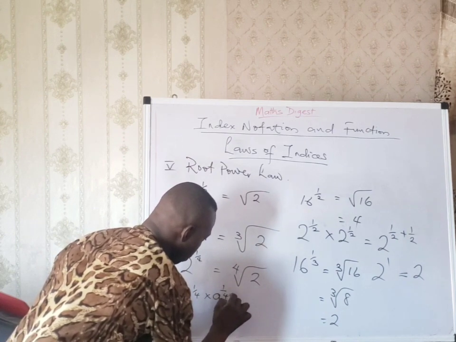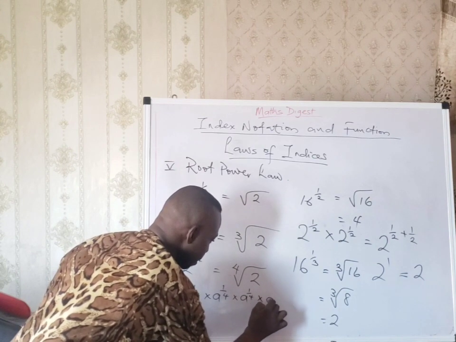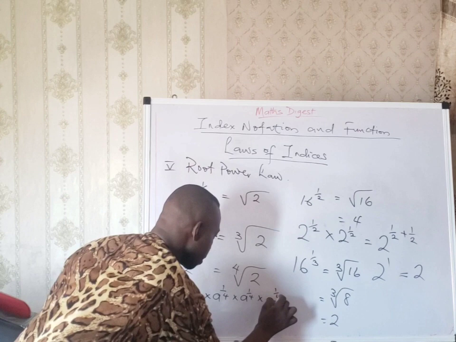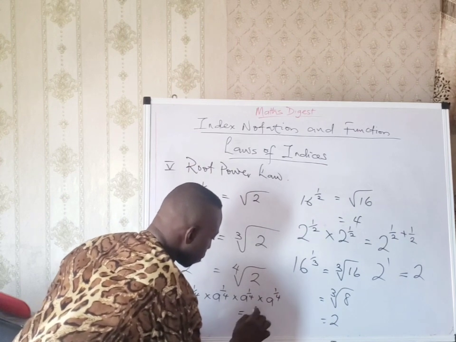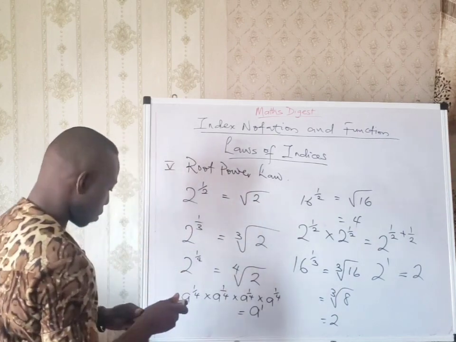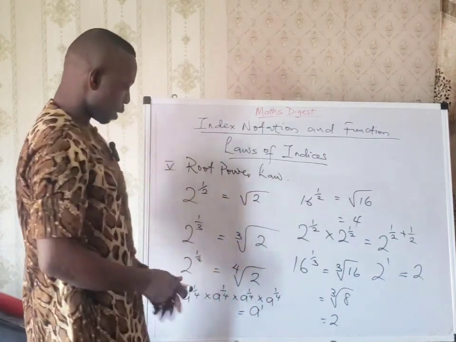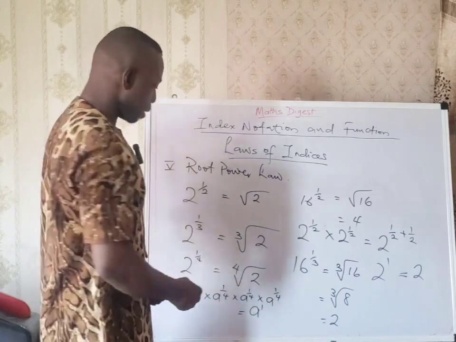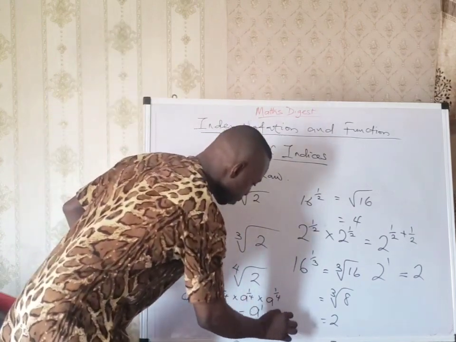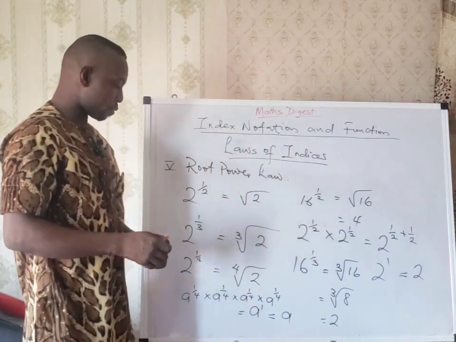Now, if, for instance, you have a raised to power 1 over 4 times a raised to power 1 over 4 times a raised to power 1 over 4 times another a raised to power 1 over 4, this generally will give you a raised to power what? A raised to power 1, because the 1 over 4 is distributed into 4 different places. And this will finally give you A, because anything raised to power 1 is still itself.